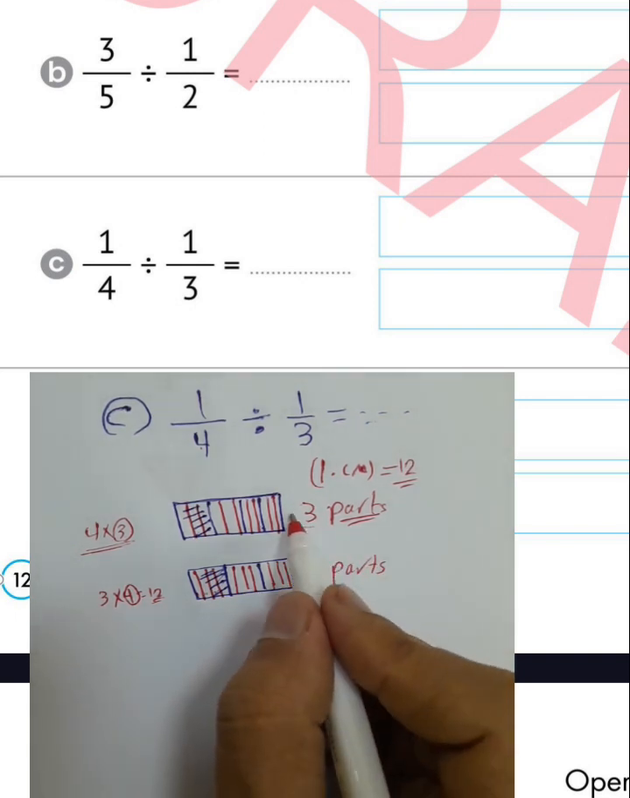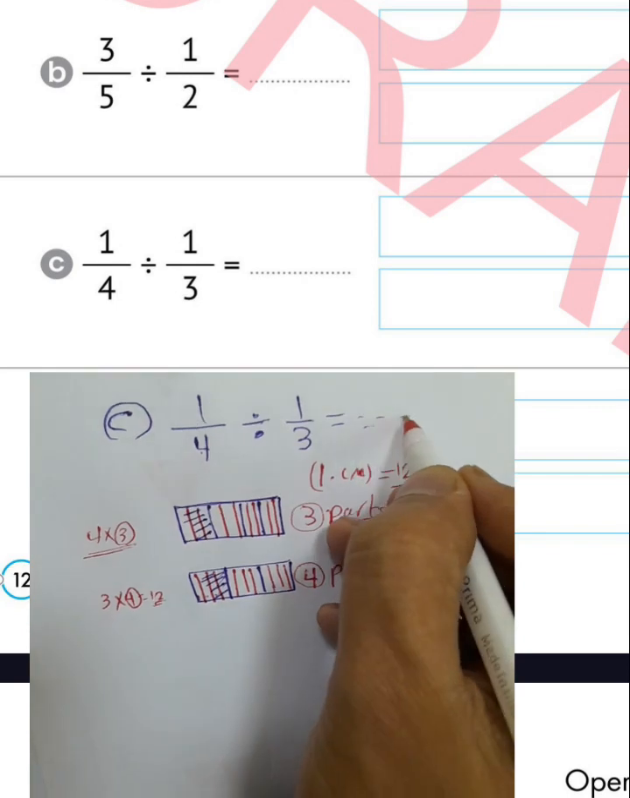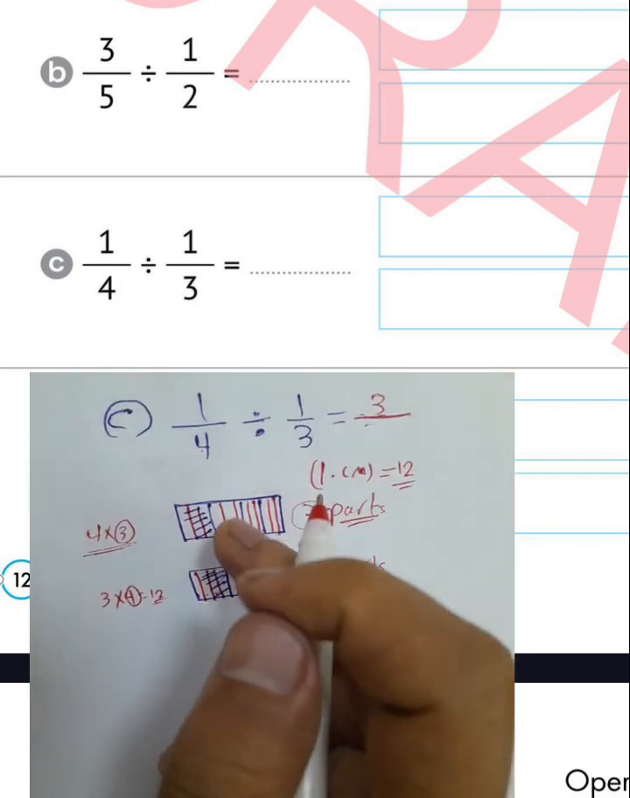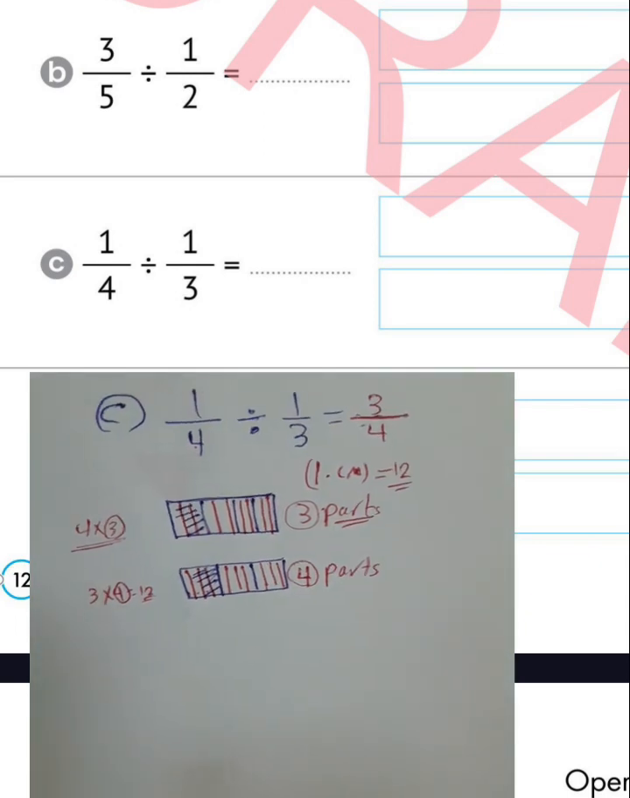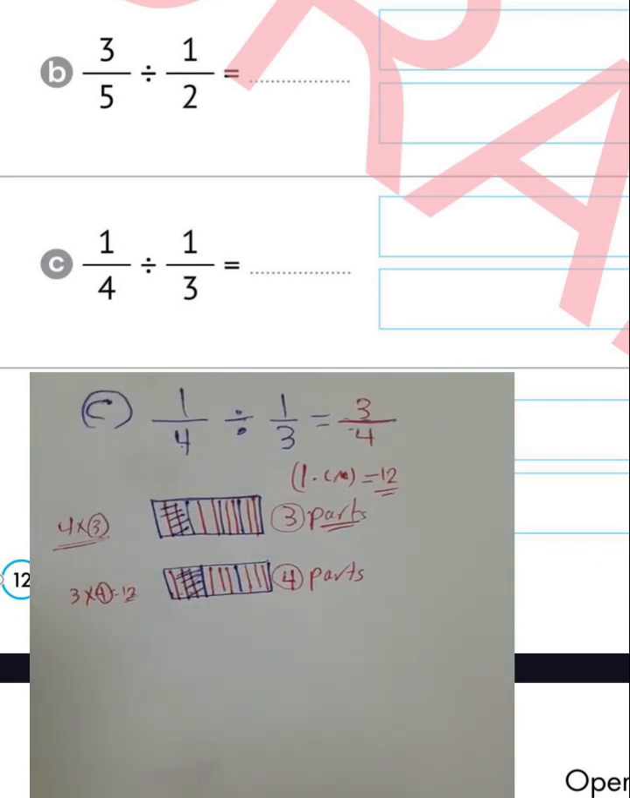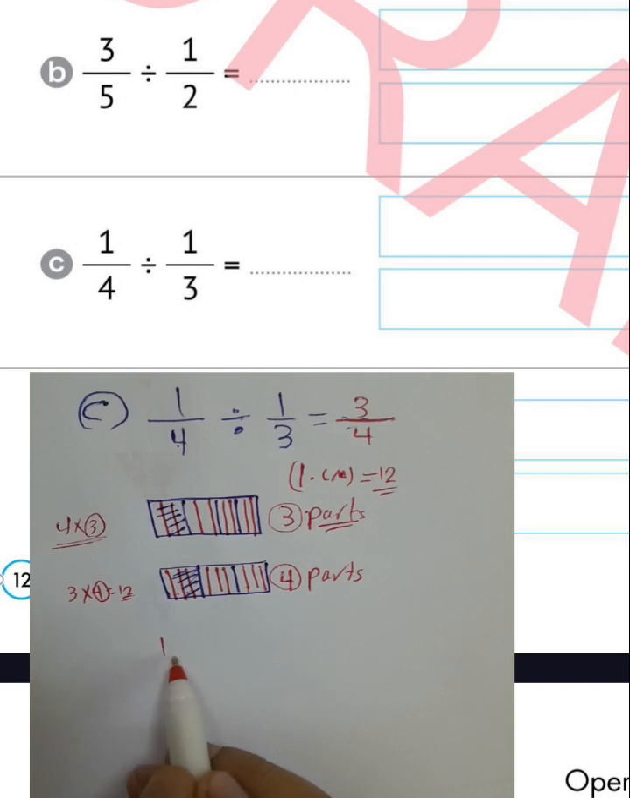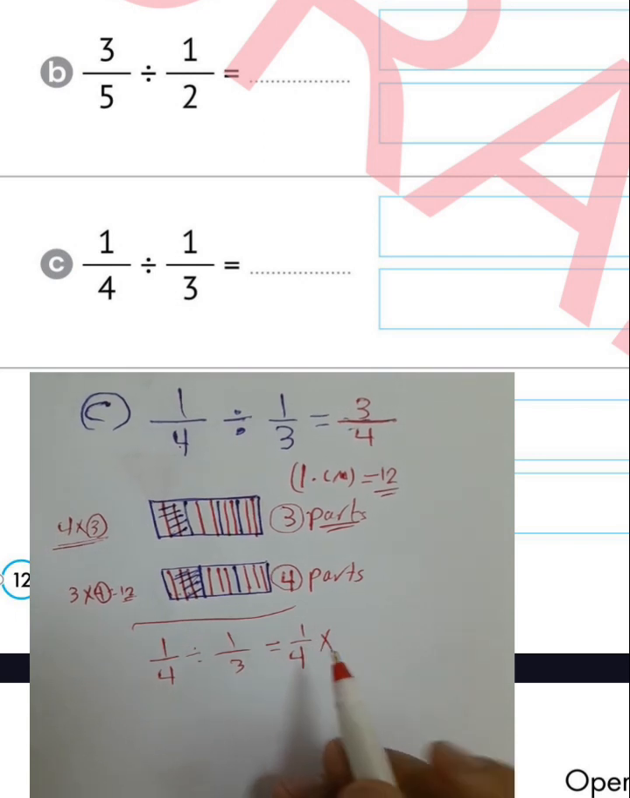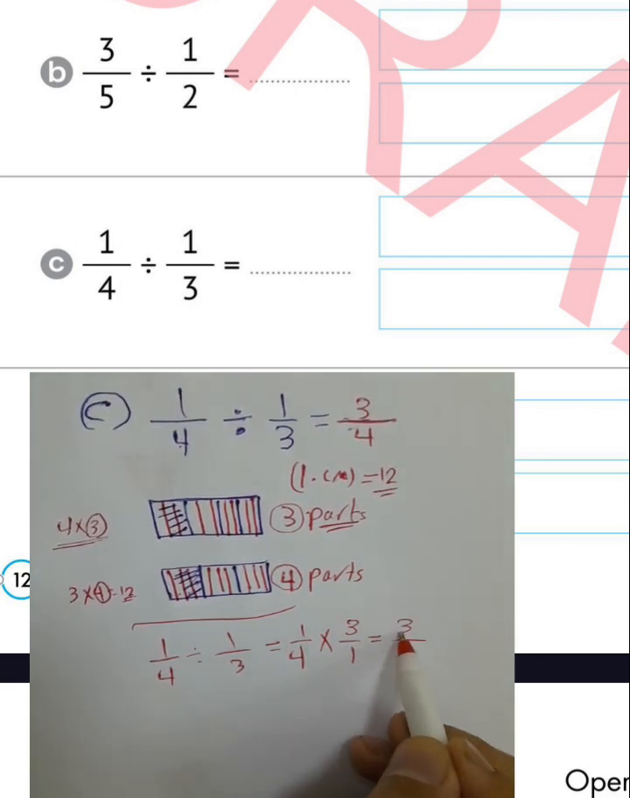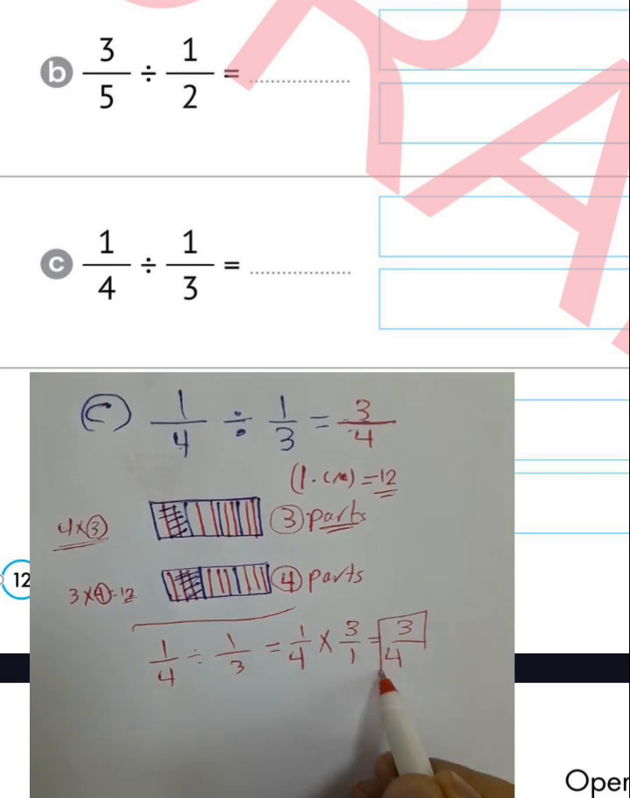In the result, 3 divided by 4. Right? 3 here is the dividend and 4 is the divisor. Okay, 3 divided by 4. And we know 1/4. Divided by 3, write 4 here and convert from division to multiplication and write 3/1. 3 times 1 = 3, 1 times 4 = 4. Then the result will be 3/4.